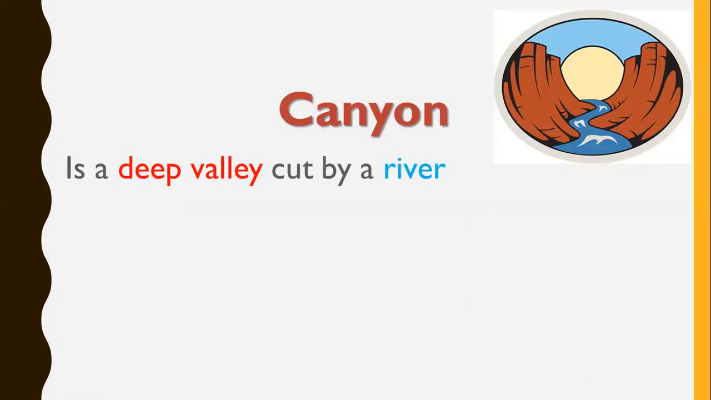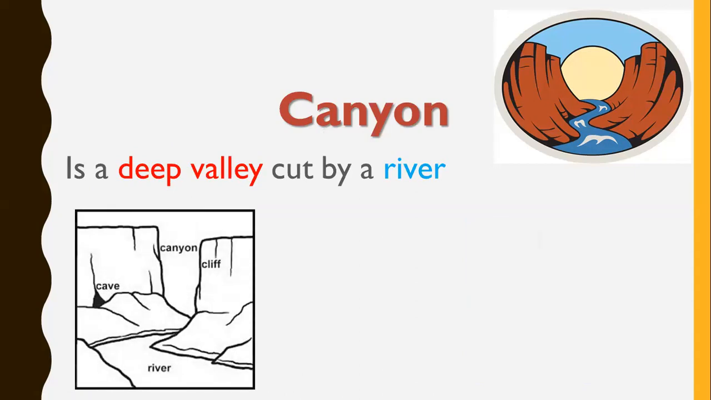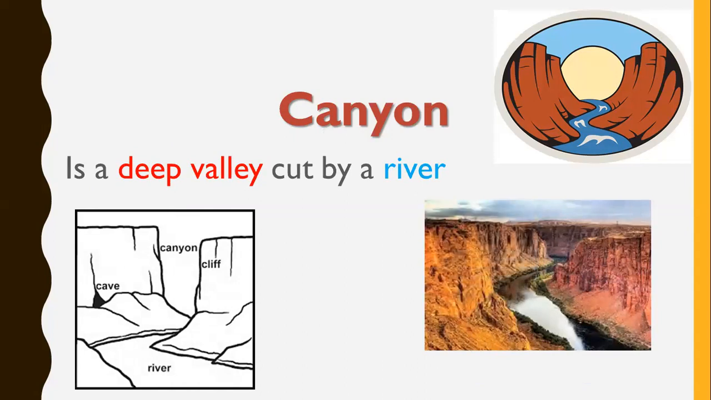Canyon. A canyon is some kind of valley, but it's different. It's a deep valley cut by a river. Here, it's a deep valley, not just a valley, it's deep down. Here you can see the water of the river. And here is a canyon, deep valley cut by a river. There should be a river in a canyon.